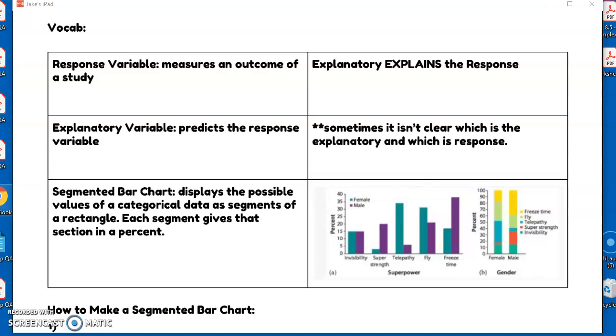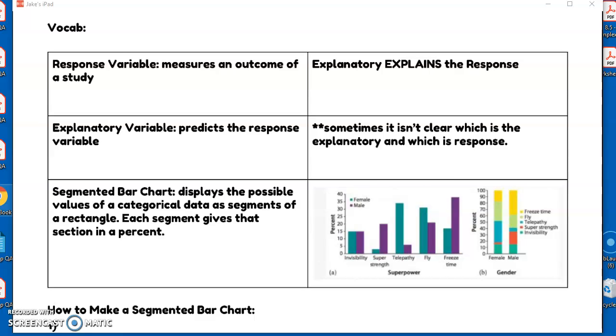You'll have a few questions where you have to look at two variables and determine which one is which. Also, sometimes it's not clear. The example the book uses is everyone's eye color and hair color. Knowing someone's eye color doesn't explain their hair color. That just doesn't make sense. So sometimes it's not clear which one is the explanatory and which one is the response, and that's getting into what's called association. We'll talk about that in a little bit.